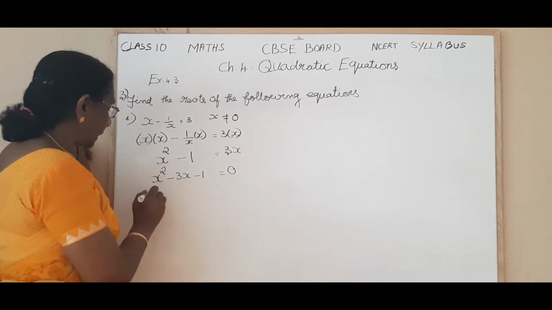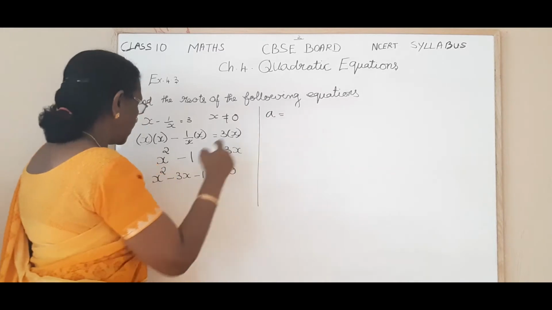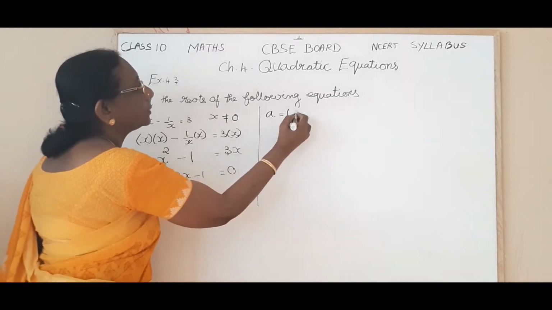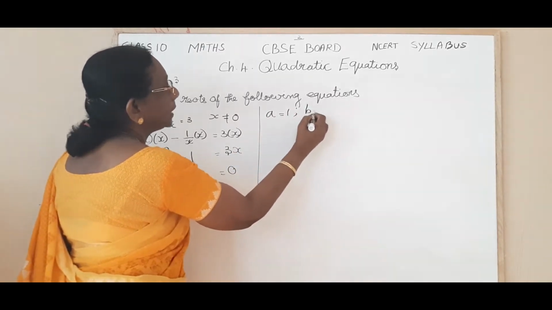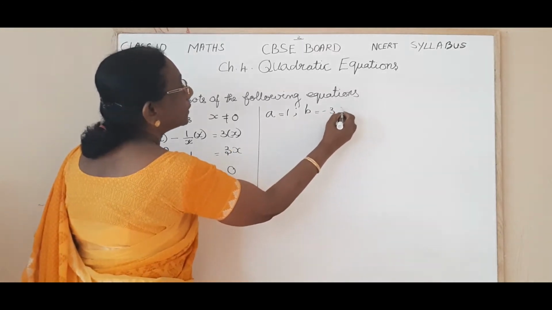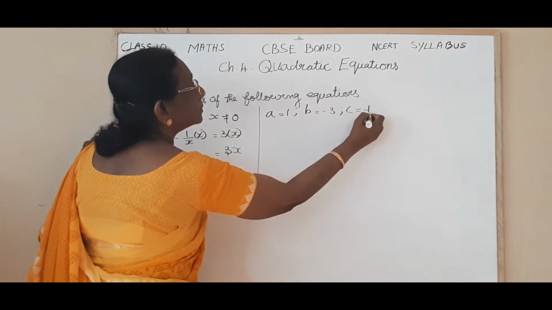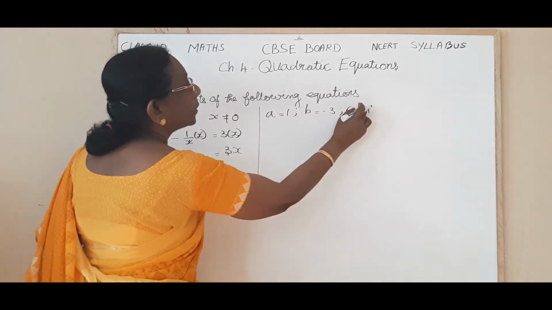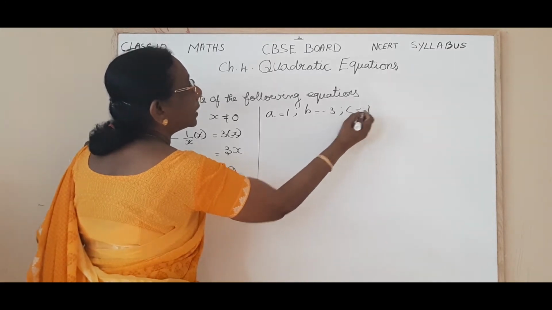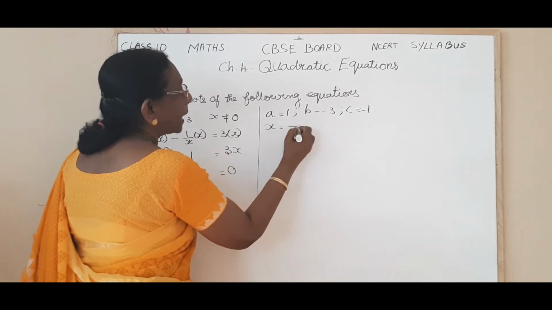So here what is a? A is equal to 1, 1x squared, so 1. And what is b? B is equal to minus 3. And what is c? C is equal to minus 1. Now what is the next step? You have to write the formula. What is the formula? X is equal to minus b.